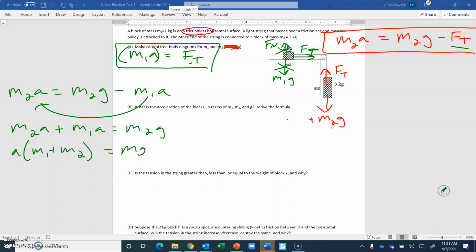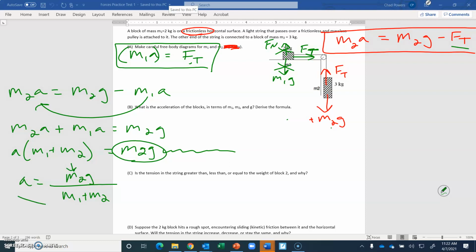Remember, this is the part I told you about before. At some point, we're going to divide by the whole mass. This right here will change as the problem gets more elaborate. There's going to be more stuff on here, right? But for now, we're going to divide by the total mass. A equals M2G over total mass, M1 plus M2. This is going to become more elaborate as the problem gets more elaborate. This is a simple one.